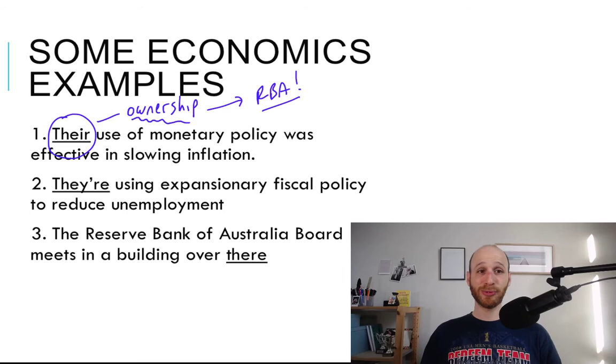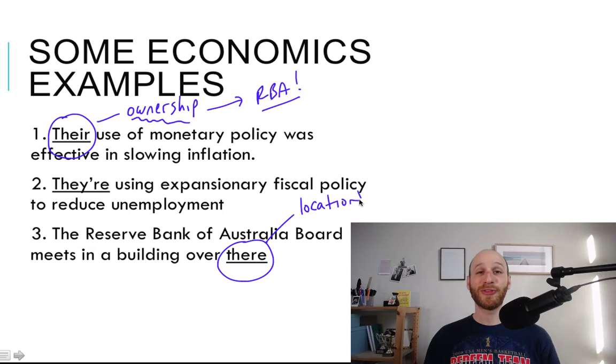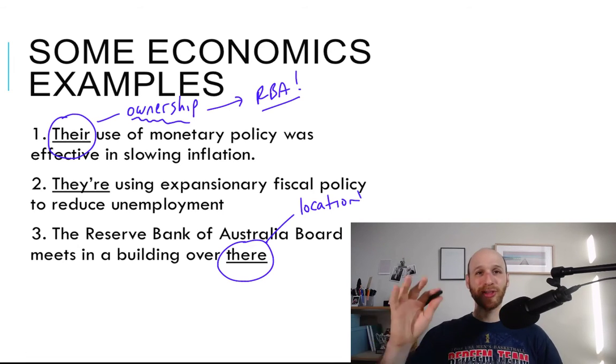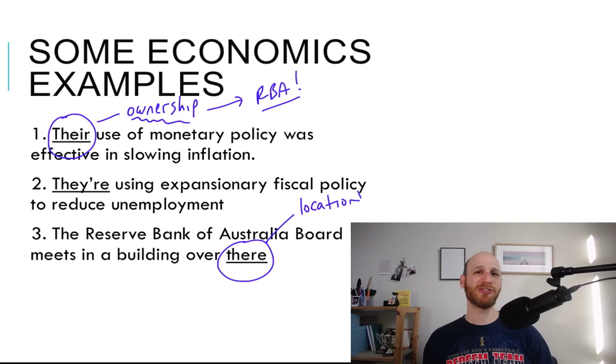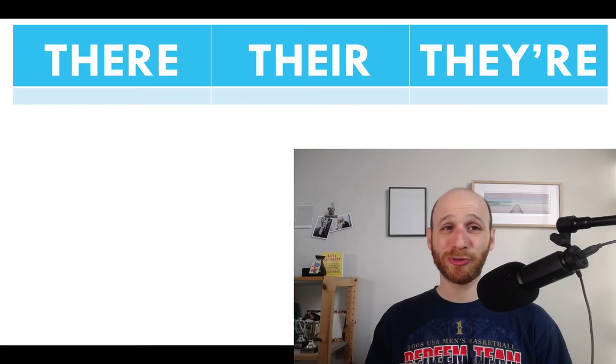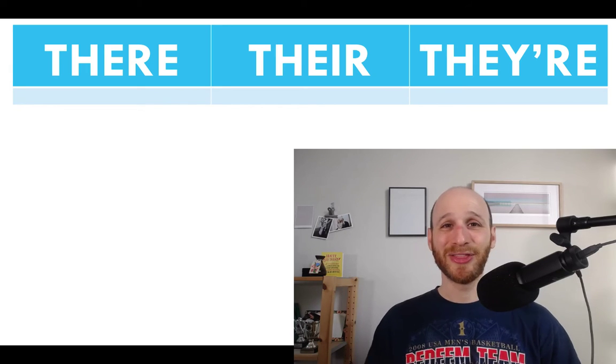A final example: the Reserve Bank of Australia board, the ones that make the decision about the cash rate, meets in a building over there. So there is simply about location. We're there in Martin Place in Sydney and we have a look and there's the Reserve Bank of Australia building and we say the board, when they make decisions about the cash rate, they meet over there. It's a location-based comment.